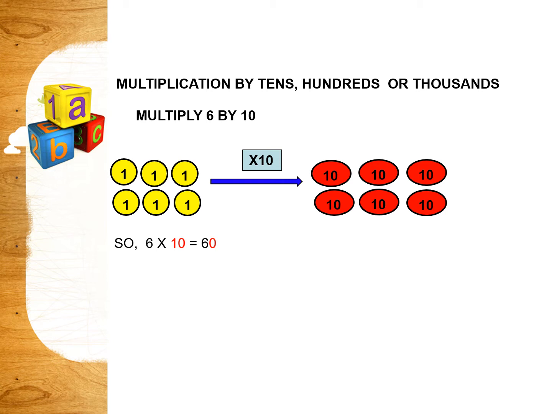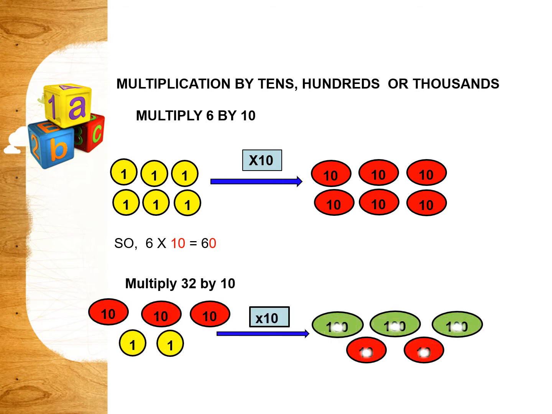Okay, let's see the next example. Multiply 32 by 10. 32 means they have 3 tens and 2 ones. Multiplied by 10, we get 3 hundreds and 2 tens. So the answer is 320.